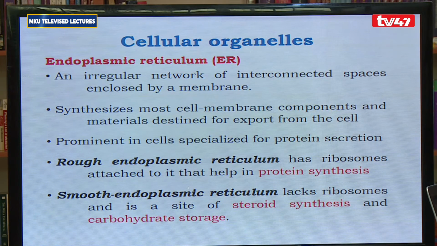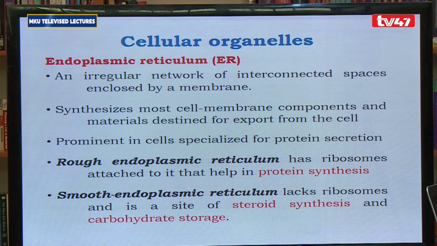The smooth endoplasmic reticulum, like I said, lacks ribosomes. It is involved in steroid synthesis and also in carbohydrate storage. Remember, carbohydrate is stored in organisms. We have plants storing carbohydrates in the form of starch, and then we have animals storing carbohydrates in the form of glycogen.